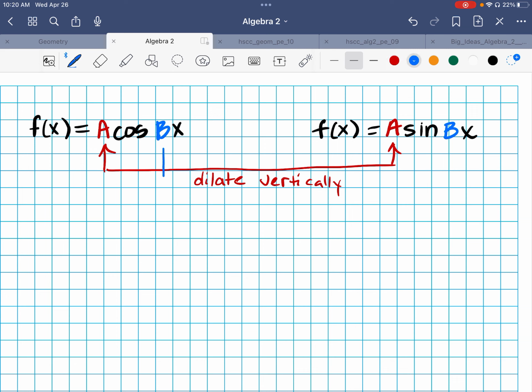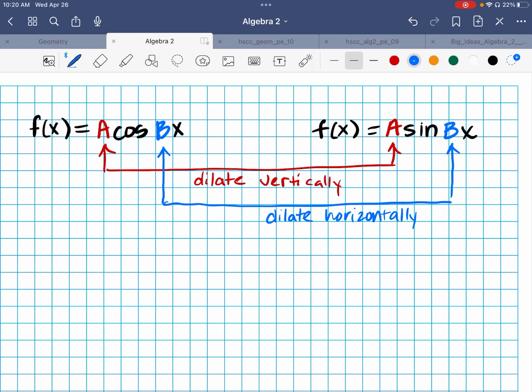And then the second thing we want to understand is that this b and this b are going to dilate the function. They're going to shrink it or stretch it, but they're going to do so horizontally. So this is going to be a horizontal dilation. Now, if you want to write this in your notes, you can. It's not really a big deal. I just wanted to make sure that you had a brief understanding of what's happening today.